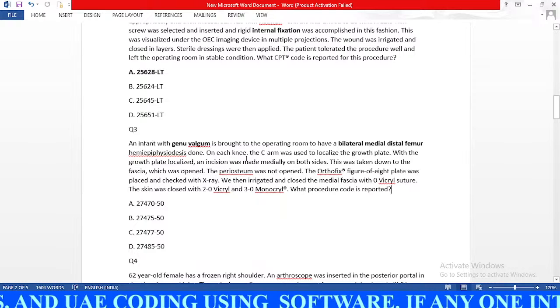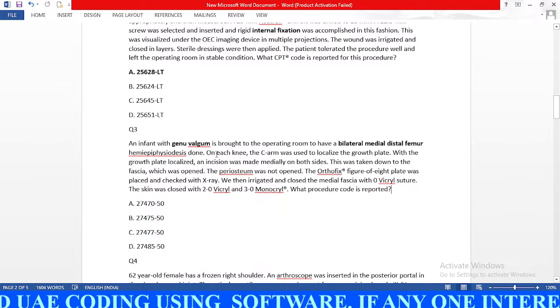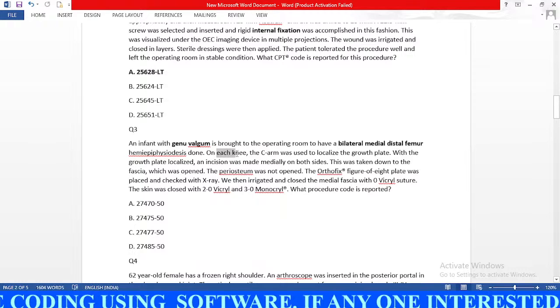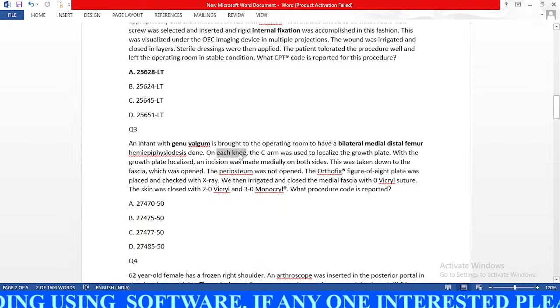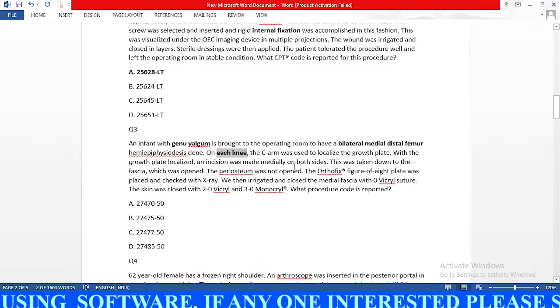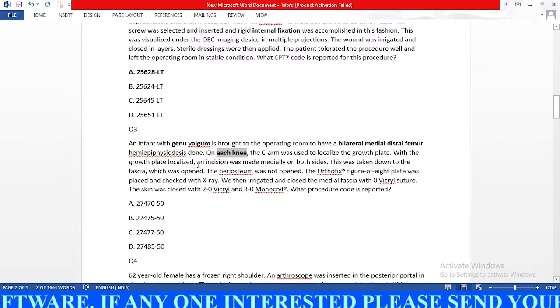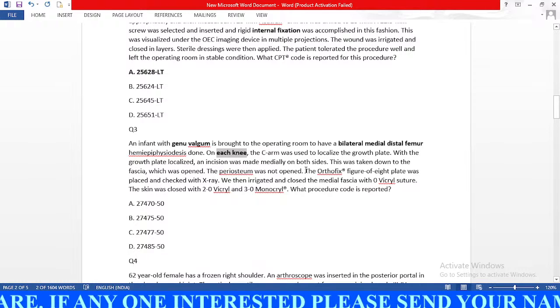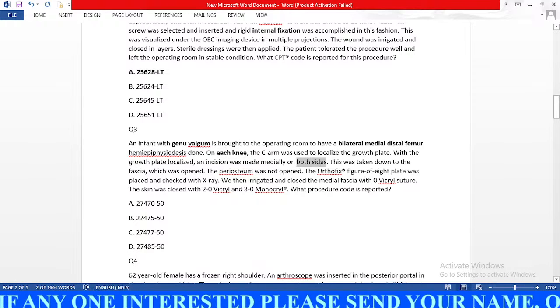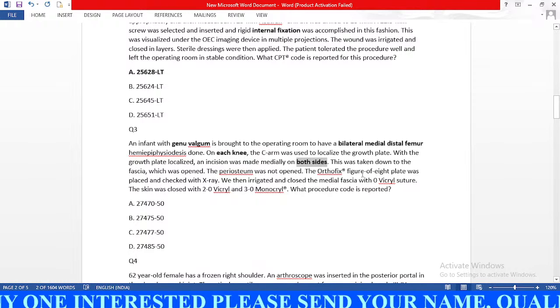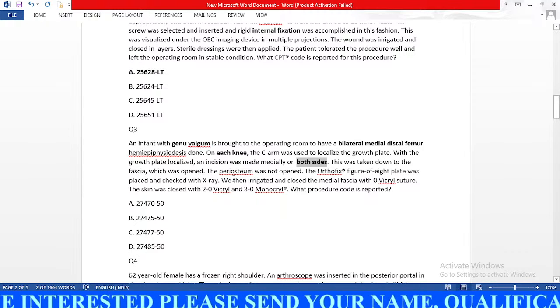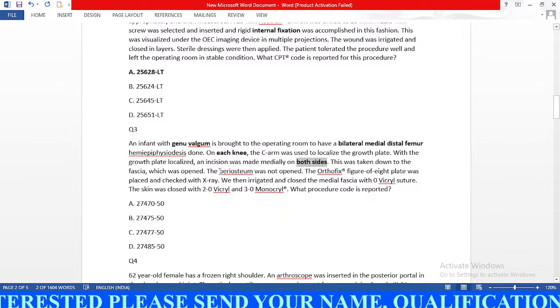So on each knee the C-arm was used. So see here, the physician is performing the procedure on two knees. So here he mentioned on each knee. The C-arm was used to localize the growth plate. So with the growth plate localized, an incision was made medially on both sides. So this is also one keyword. This was taken down to the fascia which was opened, the periosteum. So what is periosteum?